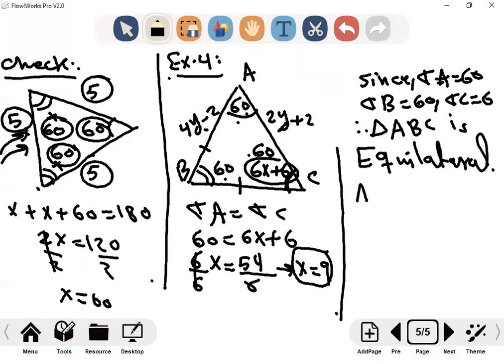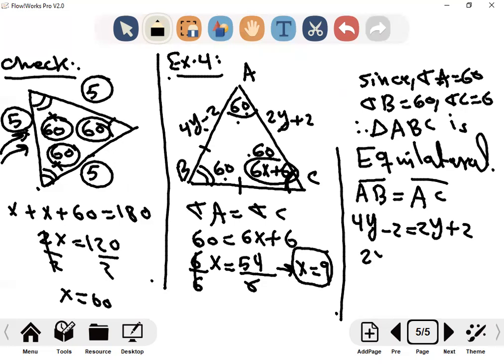So AB should be equal also to BC, right? Now AB is equal to what also? AC, because the three sides are equal. AB equals AC. So 4y minus 2 equals 2y plus 2, right? Shift and divide: 4y minus 2y equals 2 plus 2. So 2y equals 4, meaning y will be 2. Y is 2.